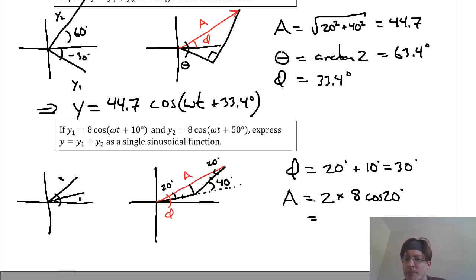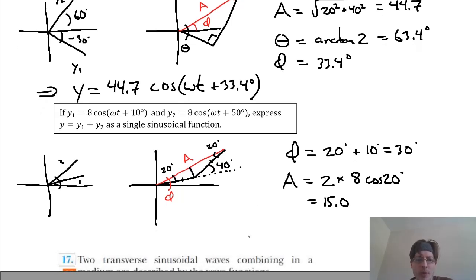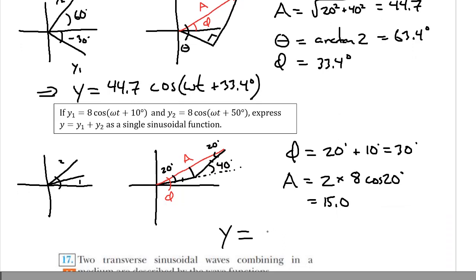Which comes out to be 15. So there we go. We've got our resultant. We can write it down. The resultant of y1 and y2 is equal to 15.0 cos(omega t plus phase), which is plus 30 in this case. So again, I took two sinusoidal functions, same frequency, and I added them up using the phasor method.